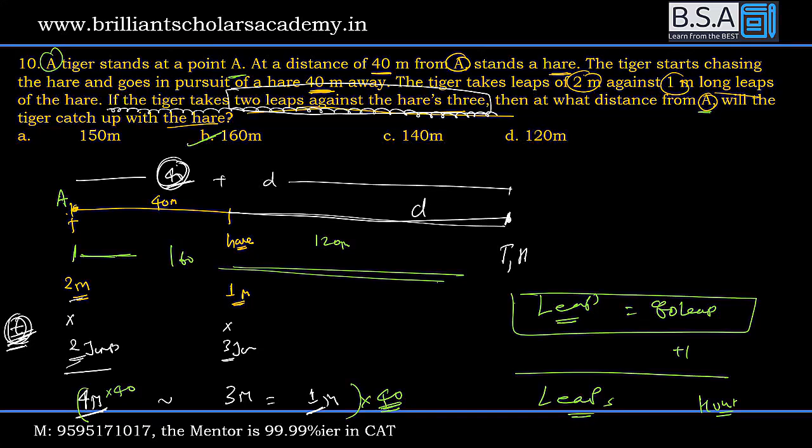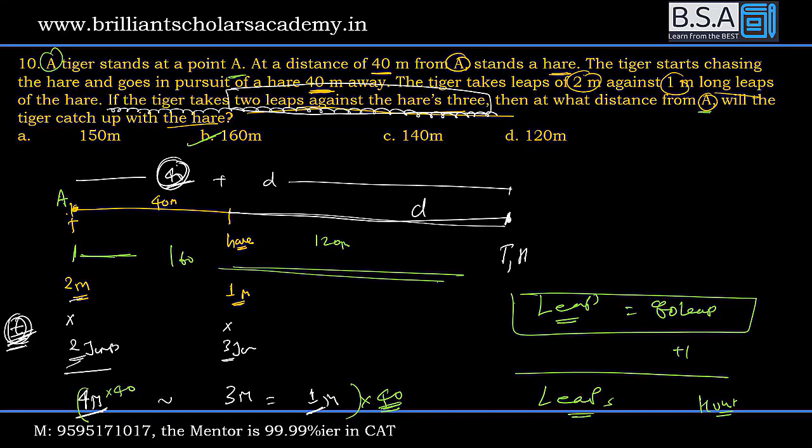Okay, the multiplied by 40 was not clear. See here, every time the tiger travels 4 meters, the hare travels 3 meters. So how much more has been traveled by tiger? 1 meter more. How much more does tiger need to travel to catch up? Tiger needs to travel 40 meters more. See, if 1 meter is traveled by hare, tiger has to travel 41 meters to catch up. If 2 meters are traveled by hare, tiger has to travel 42 meters to catch up. So tiger has to travel 40 meters more. Right now, tiger has traveled 1 meter more.